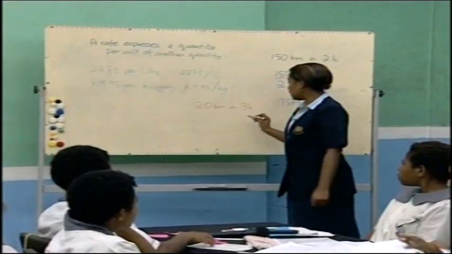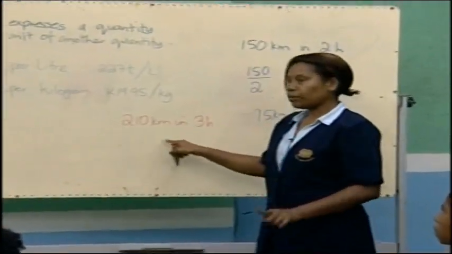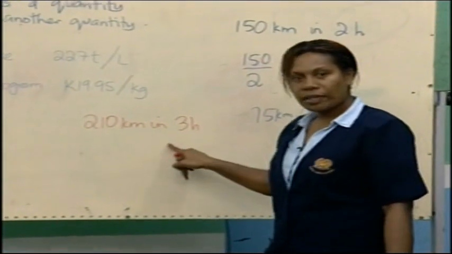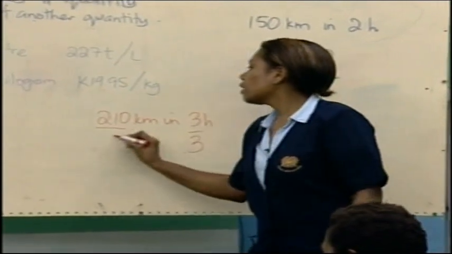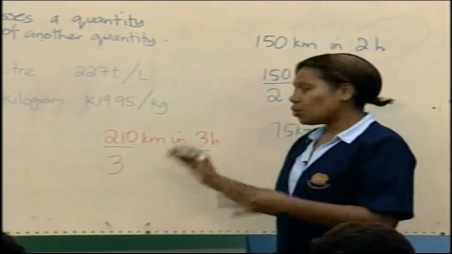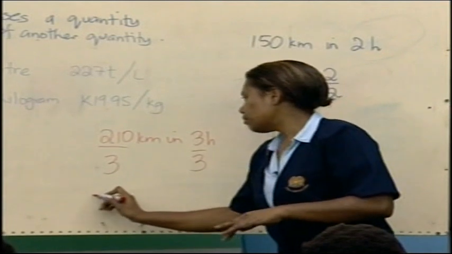70 kilometers per hour. Okay, very good. Thank you, Begley. So this is how he worked it out. All right, 210 kilometers in 3 hours. Okay, you're going to divide by 3, so that you can come to the simplified rate.